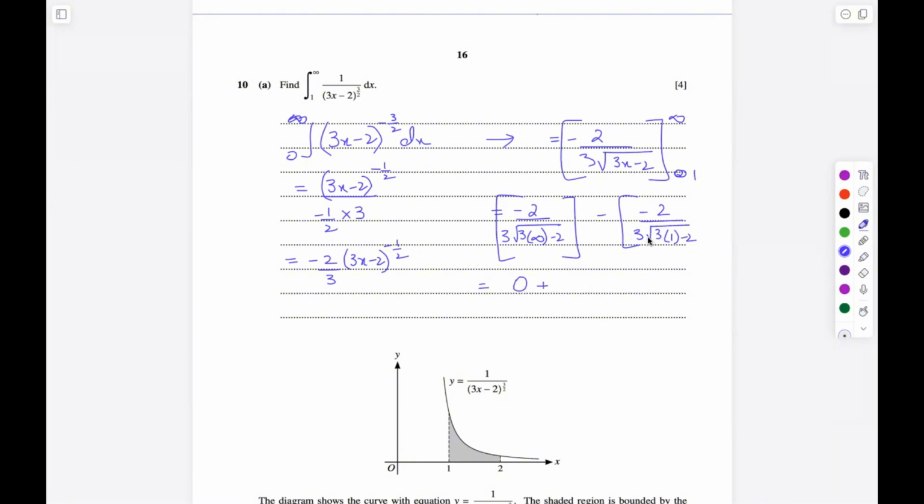So 2 divided by 3 into square root of 3 minus 2, which is 1. So this will become 0 plus 2 upon 3. So the final answer will be positive 2 upon 3.